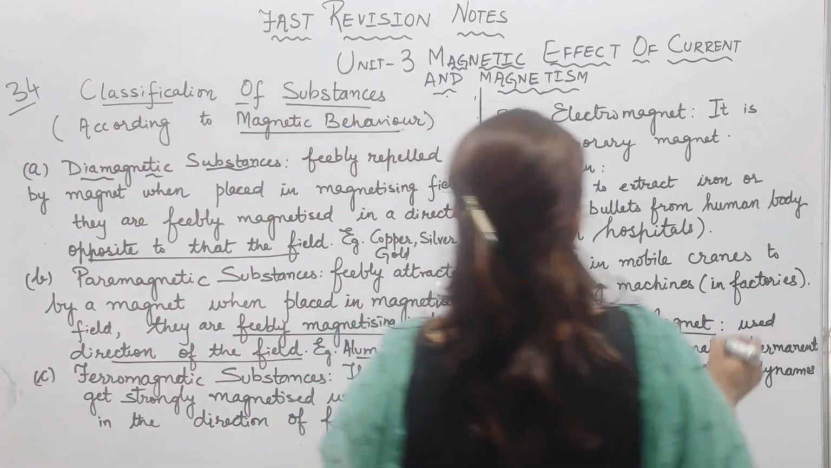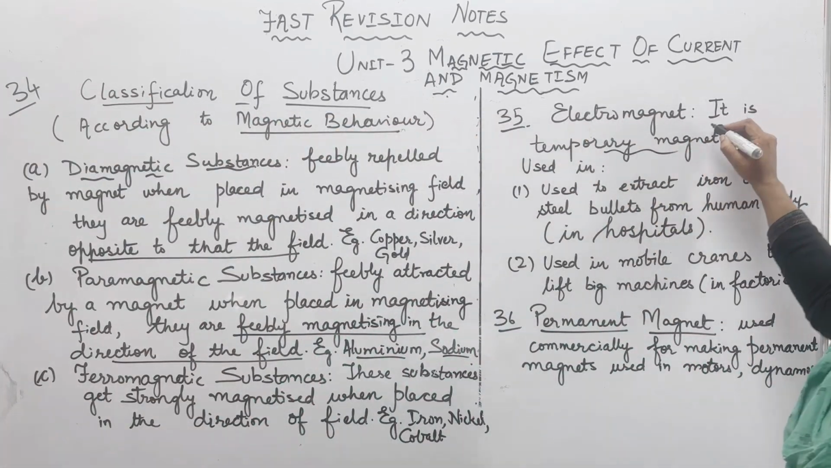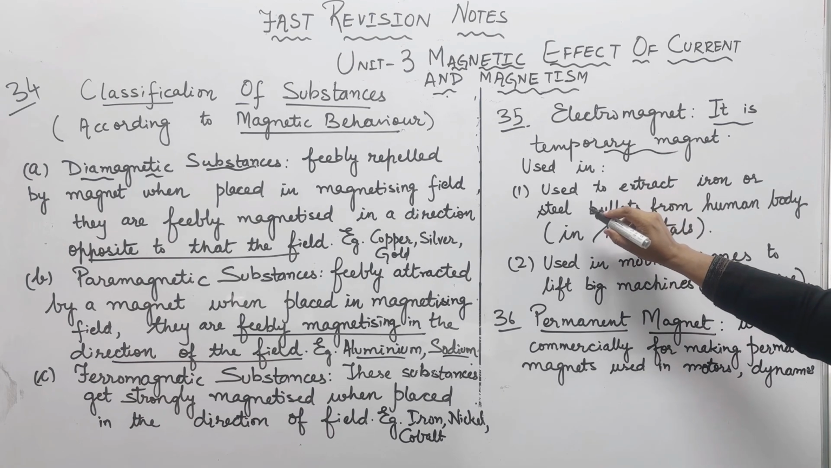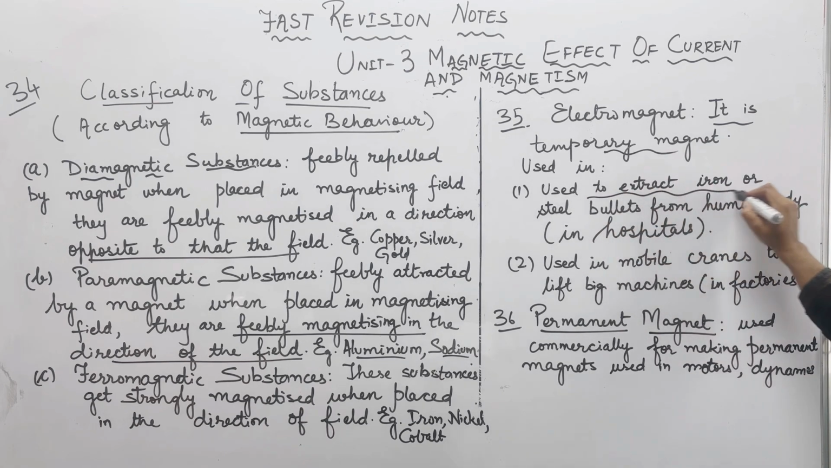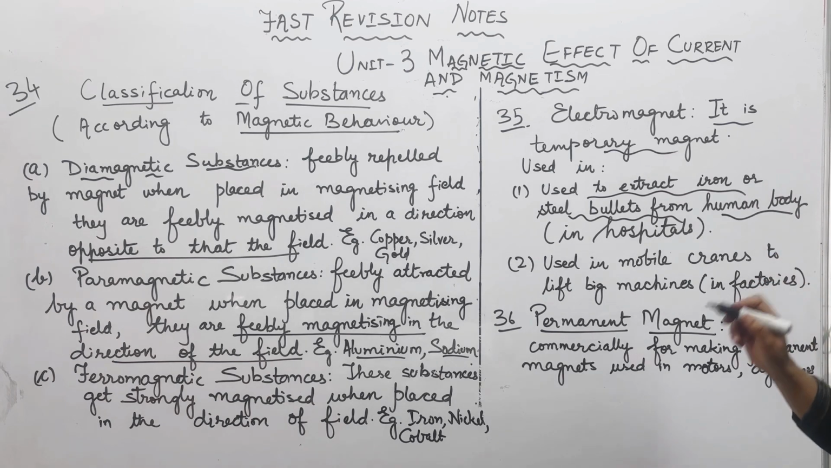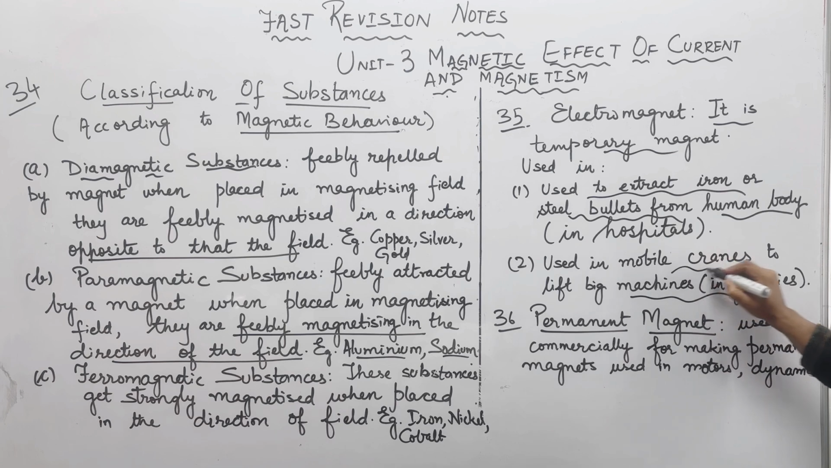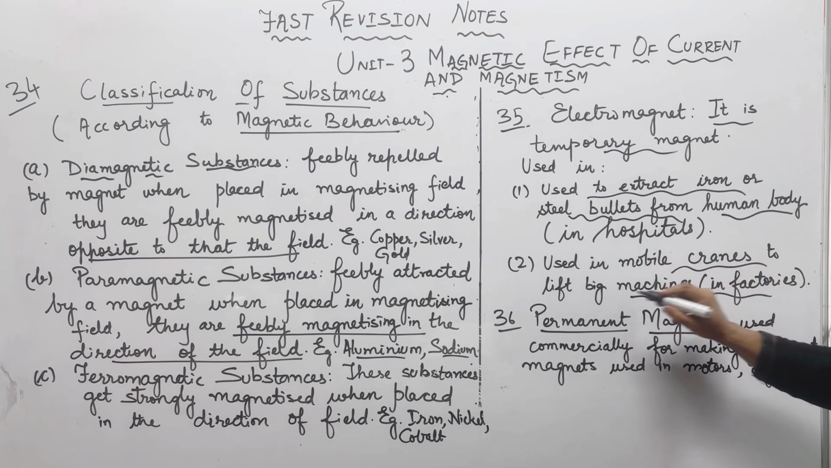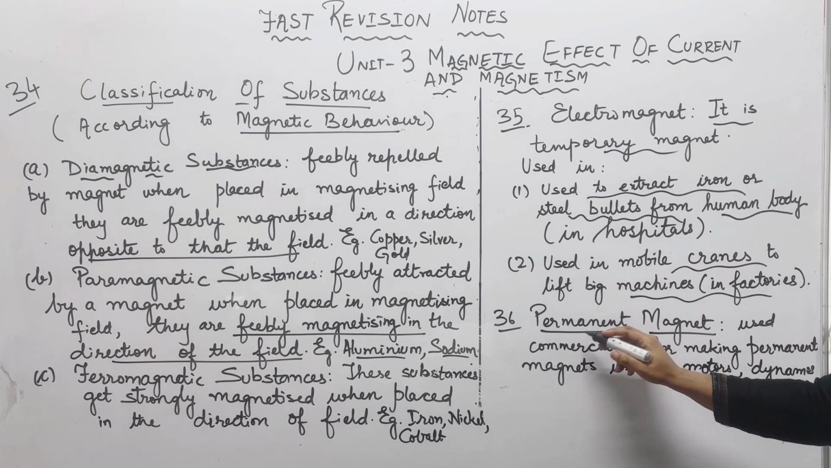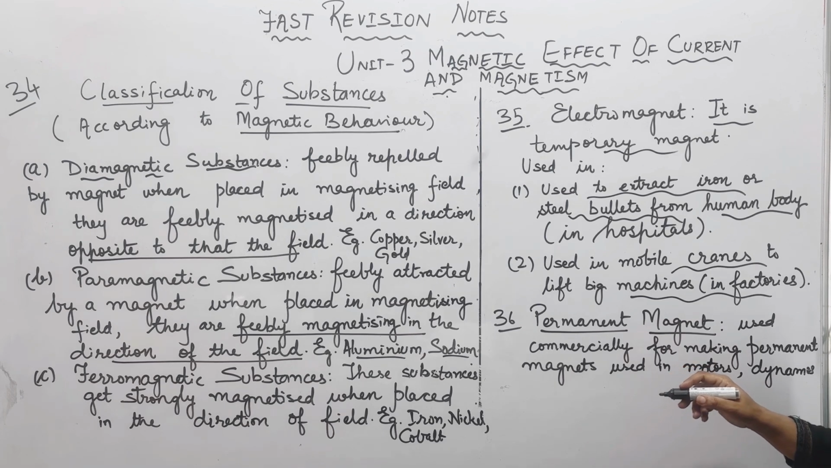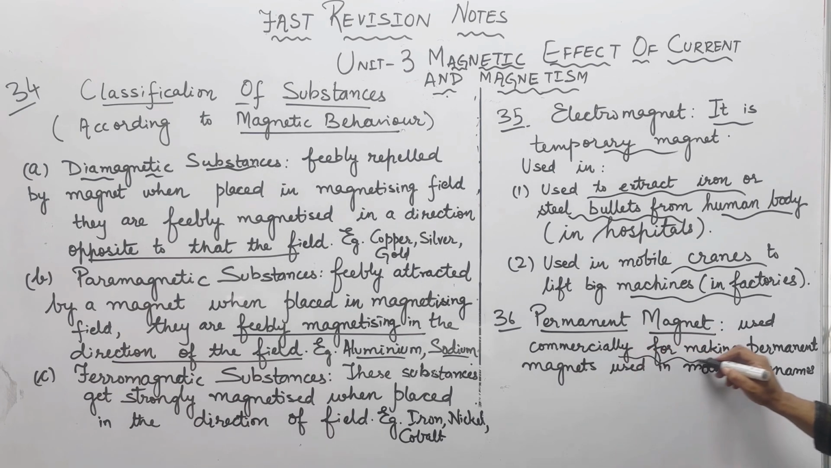Then there is the electromagnet. It is a temporary magnet and it is used in hospitals to extract iron or steel bullets from the human body. It is used in lifting heavy things also, in factories and in mobile cranes to lift big machines. Permanent magnets, as the name indicates, last forever, and they are commercially used for making the permanent magnets for motors and dynamos.